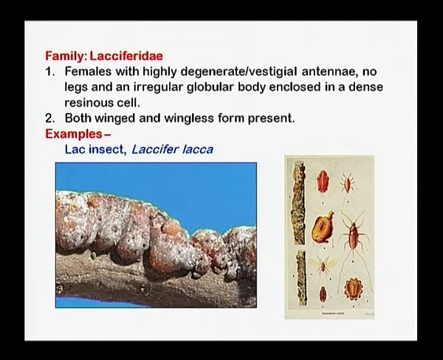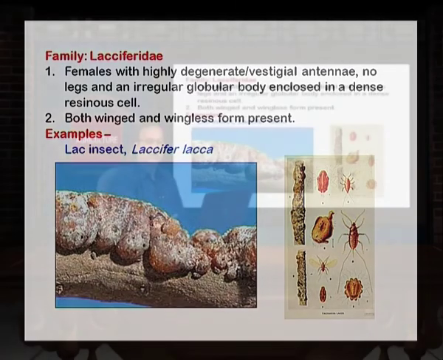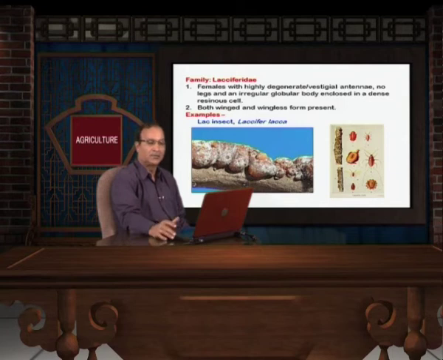Now, as far as the characters are concerned, in the females both antennae are degenerated or vestigial, meaning almost absent. There are no legs, but the body is globular and enclosed. It is covered by a resinous cell, which is technically lac. Both winged as well as wingless forms can be seen under the family Laciferidae.